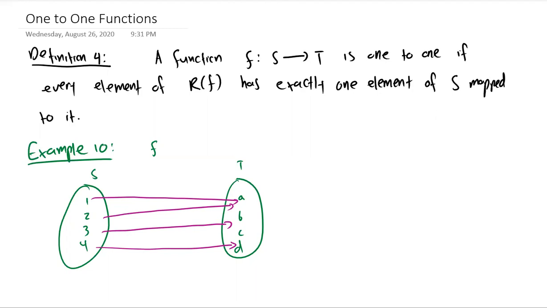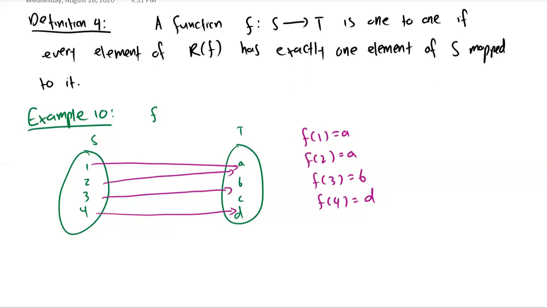1 is mapped to A. Actually, let me just write this. F of 1 equals A. F of 2 equals A. F of 3 equals B. F of 4 equals D. So definitely, every element of the input set is mapped to a unique element of the output set. Right? So it is a function. If we were to graph this somehow, this would pass the vertical line test.